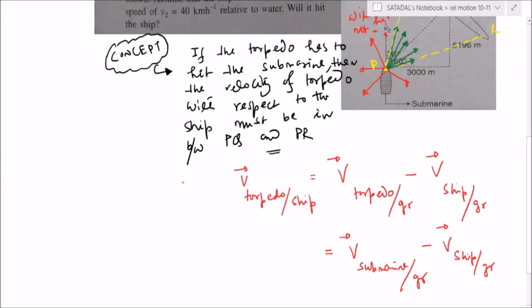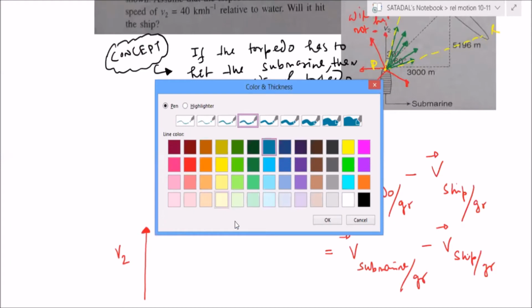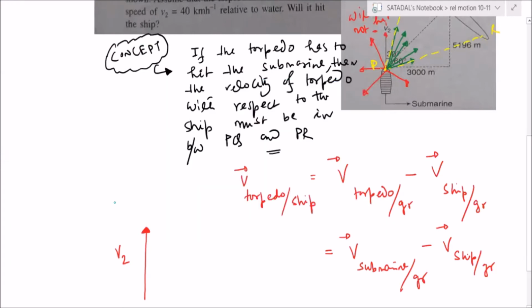So now look at the diagram. What is the direction in which the torpedo is moving? This is the direction in which the torpedo is moving. How much is the speed? V2. Right? Okay, fine. This is the direction in which the ship is moving, with respect to ground only. This is V1. This angle is given to be 30 degrees.